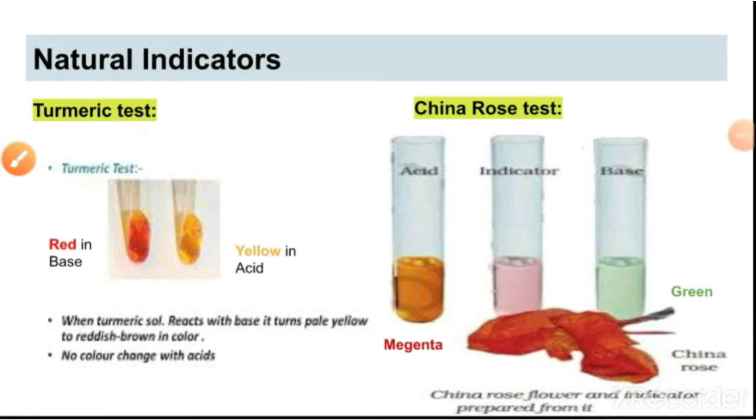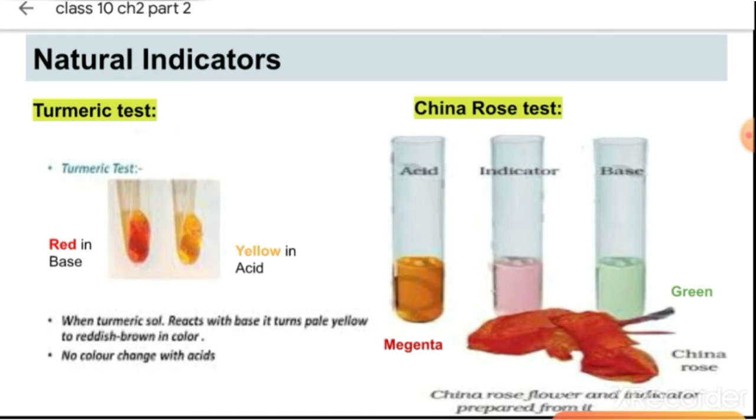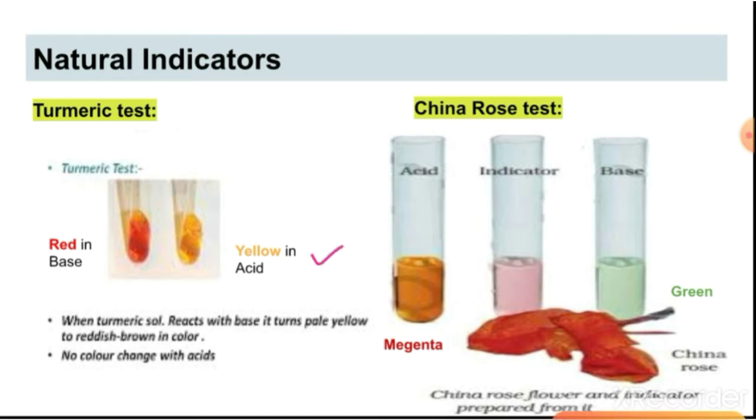So yes, next is the turmeric test. We know that turmeric is yellow in color by nature. So if we apply base to this turmeric, it turns red in color and it detects only base, not acid. Why is this so? Because in acid it shows the same yellow color. It does not change its color. That is why it gives the test of only base.